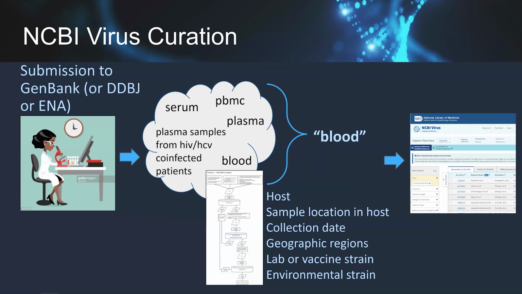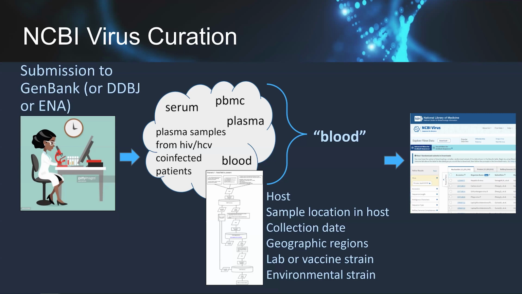So for example, somebody makes a submission to GenBank or one of the associated resources, and they can say that the sample came from serum, from plasma samples from HIV or HCV co-infected patients, from plasma, from PBMCs. If you had to search for every one of those terms to find what you were looking for, it would take you all day. So many headaches. So we normalize all of those terms to something that's a little bit more manageable. So in this case, you could just look for things that came from blood, and you would capture all of the records that have this type of information associated with them.